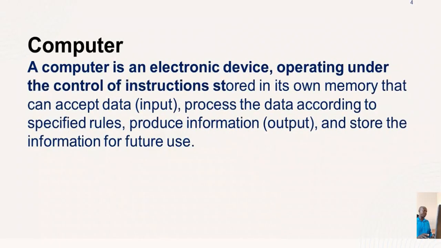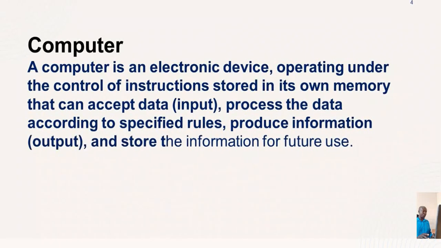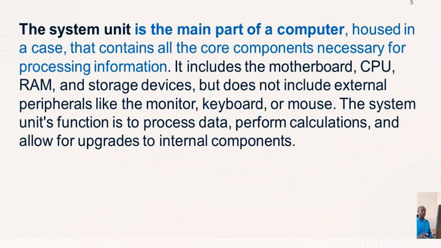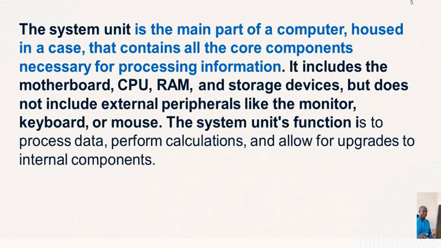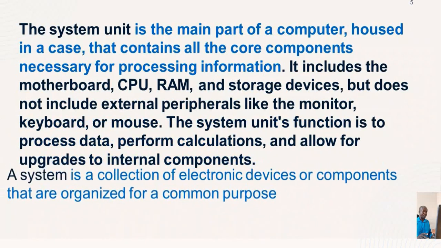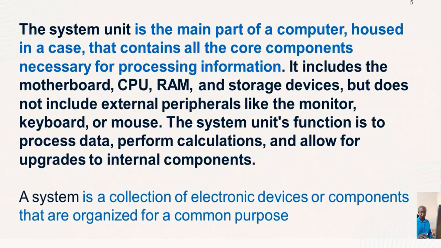A computer is an electronic device operating under control of instructions stored in its own memory that can accept input, process the data according to specified rules, produce information output, and store the information for future use. The system unit is the main part of a computer housed in a case that contains all the core components necessary for processing information. A system is a collection of electronic devices or components that are organized for a common purpose.